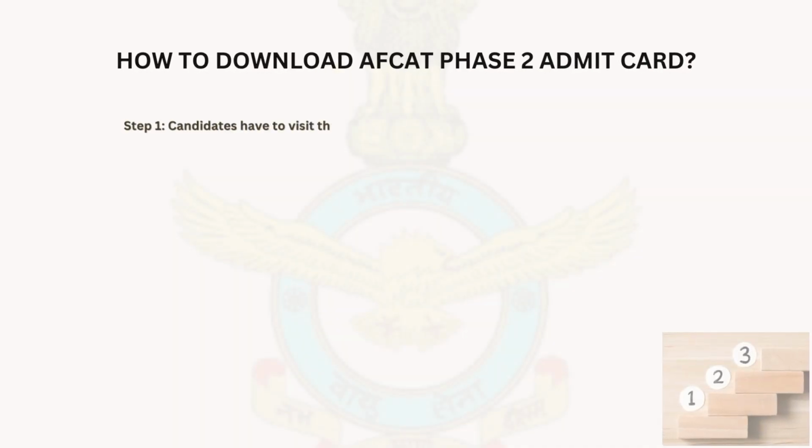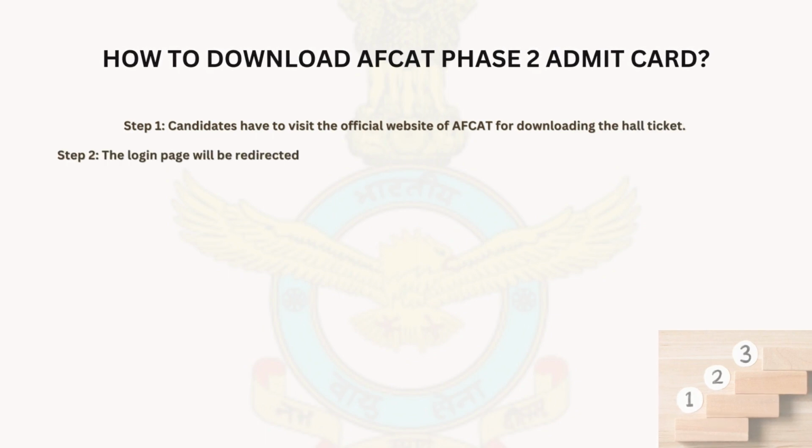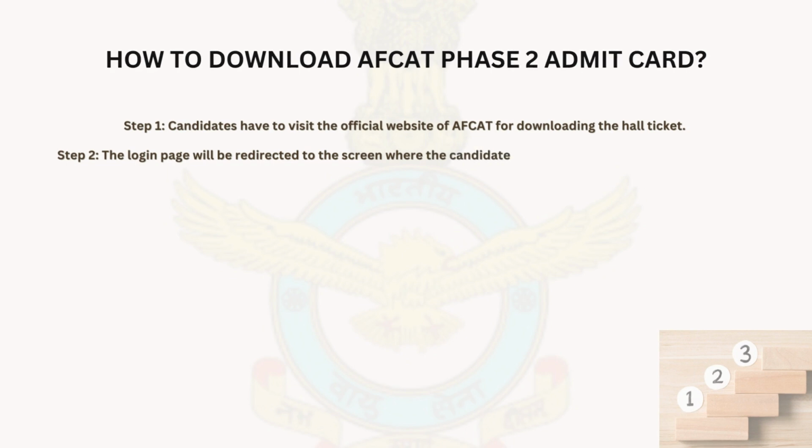Step 1. Candidates have to visit the official website of AFCAT for downloading the hall ticket. Step 2. The login page will be redirected to the screen where the candidates have to give the credentials in order to log into their accounts.